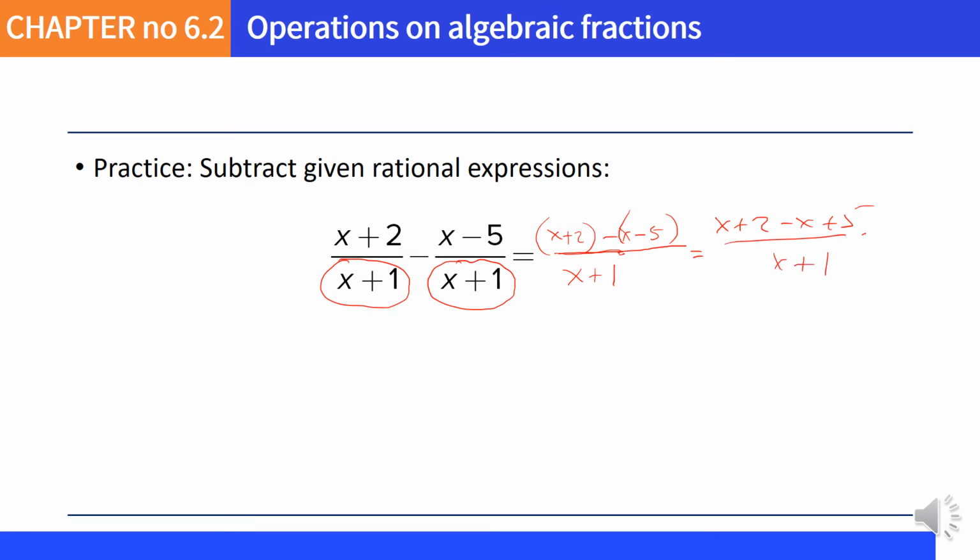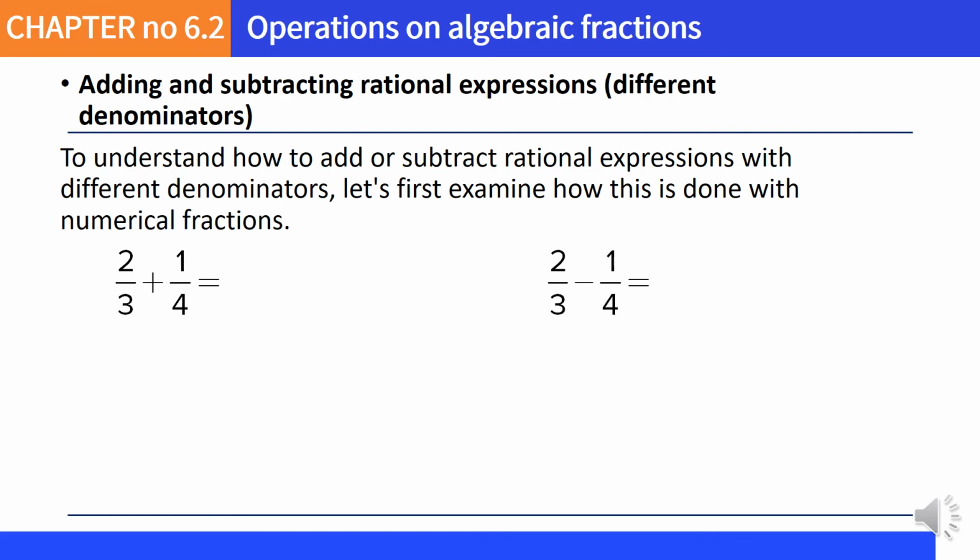As we see, x and minus x cancel each other and it will be 0. 2 and 5 will be 7. So 7 over x plus 1 is the result of subtracting these two rational expressions.